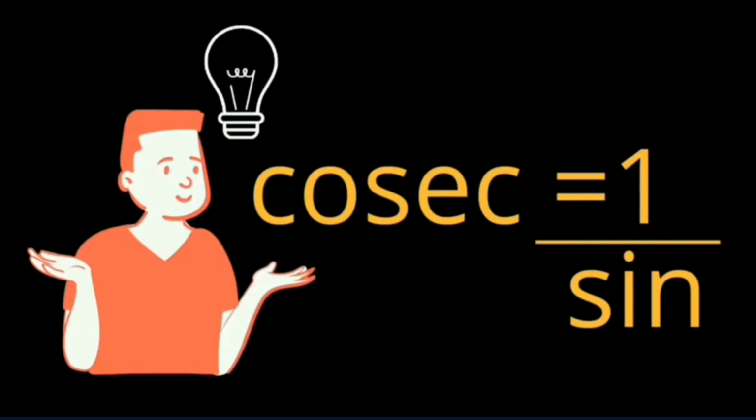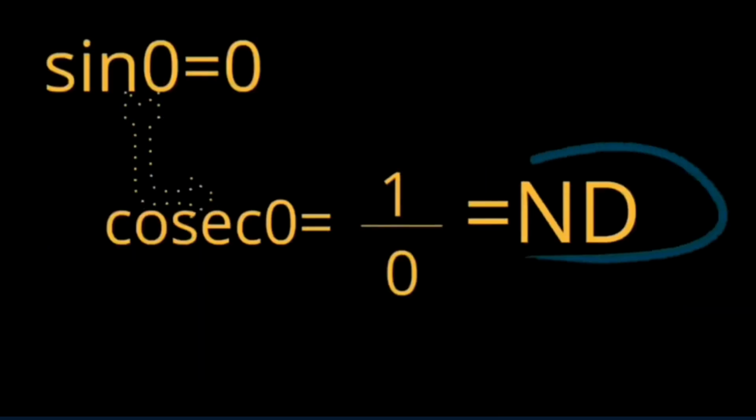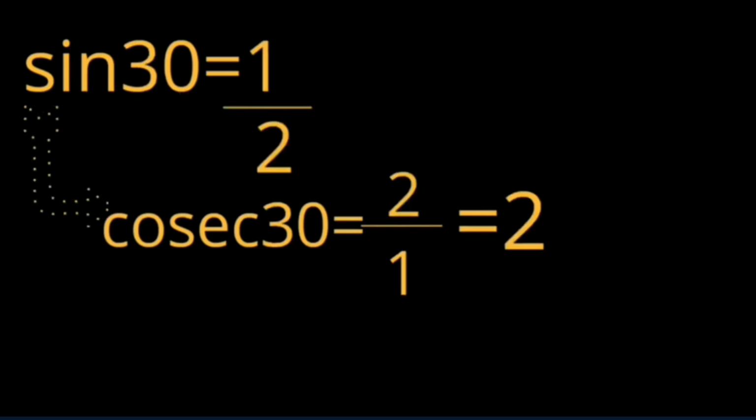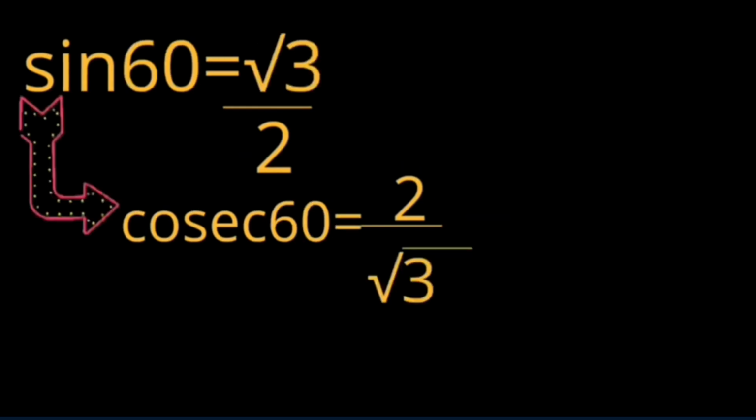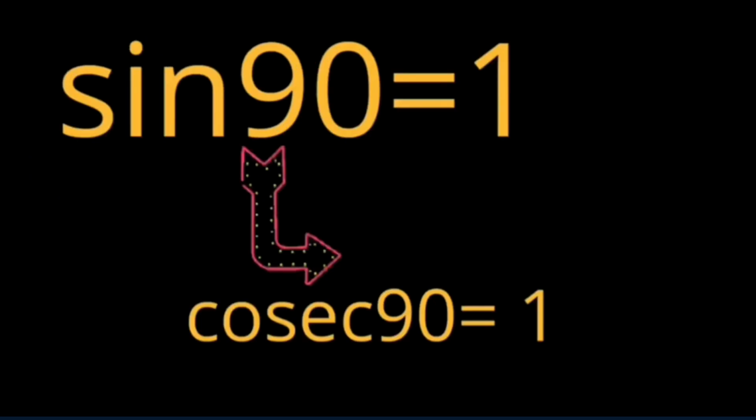Cosec is 1 upon sine. Let's see the values. Sin 0 is 0, therefore cosec 0 will be 1 upon 0, which is not defined. Sin 30 is 1 upon 2, therefore cosec 30 will be 2 upon 1, that is 2. Sin 45 is 1 upon root 2, therefore cosec 45 will be root 2 upon 1, that is root 2. Sin 60 is root 3 upon 2, therefore cosec 60 is 2 upon root 3. Sin 90 is 1, therefore cosec 90 will also be 1.